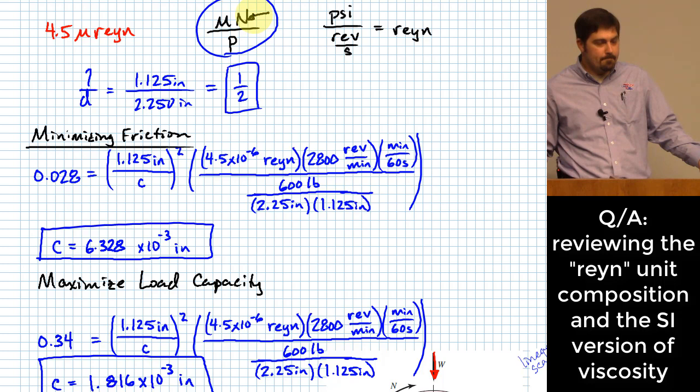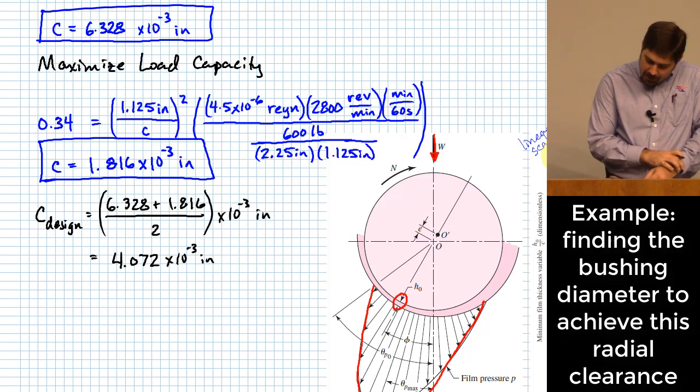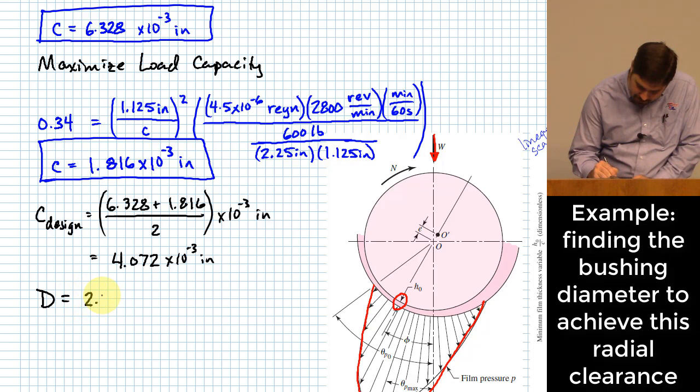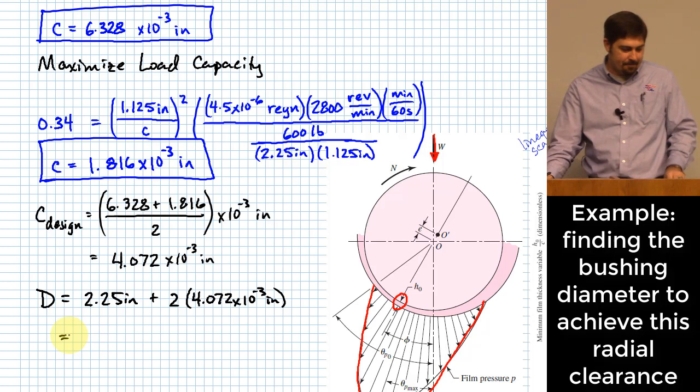So this ends up giving me my radial clearance that I'm trying to design for. What do I use that for? The bushing diameter should be equal to the journal diameter. The journal diameter was 2.25 inches plus what? Two times this clearance. And so now, if you're going to have these made, you know exactly what size to ask someone to make them. So 2.2581 inches.